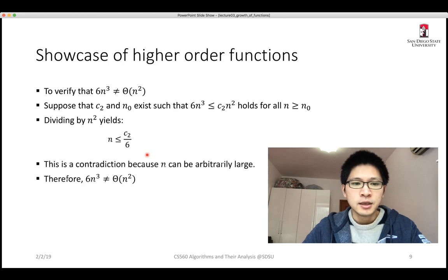Okay? But as we see, this is a contradiction because n can be arbitrarily large, right? Because we need to prove that it should hold for all n that's larger than n0, and that means n should be arbitrarily large, but this is a contradiction here. Therefore, we cannot write 6 times n cubed equals theta of n squared. So in informal language, we should say that the cube function always grows faster than the square function. So the cube function cannot be sandwiched by a quadratic lower bound and a quadratic upper bound.